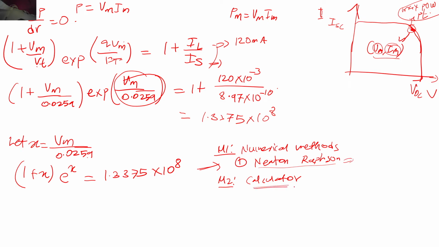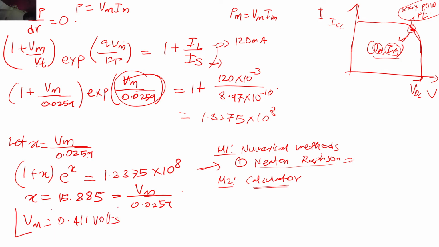Now coming to entering this equation into the calculator, you will directly get the solution, and that solution will come out to be x is equal to 15.885. But what is my x? This is my Vm upon 0.0259. Correct? So now what is the value of Vm that I got? The value of Vm that I will be getting is 0.411 volts. This is the value of Vm that I got, right?